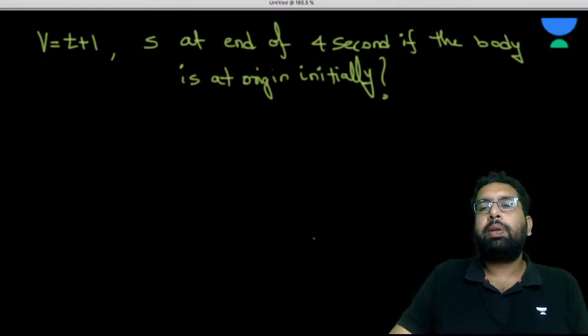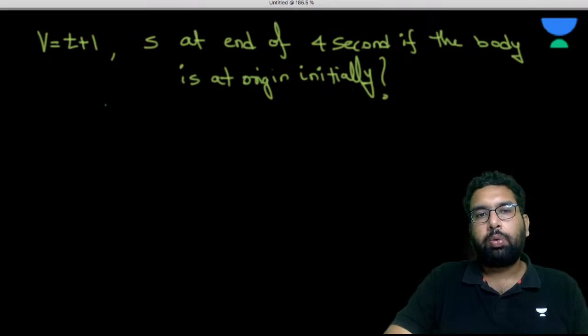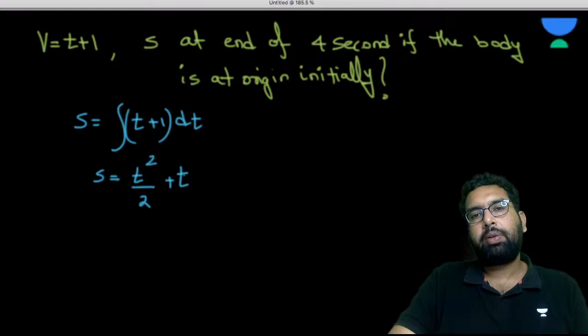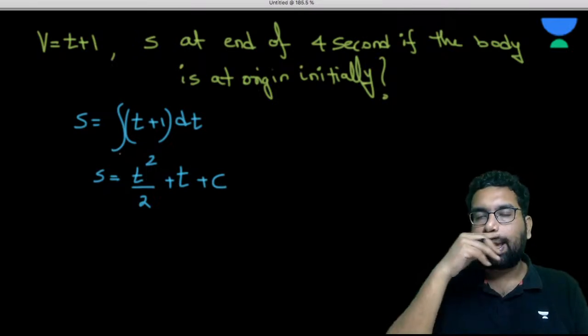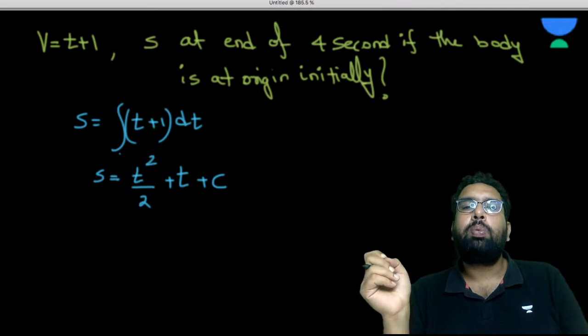So see how we can do it. v is equal to t plus 1. As at the end of 4 seconds we want the displacement, if the body is at origin initially, to find the displacement we need to integrate this. So it will be the integral of t plus 1 dt. So displacement is going to become t square by 2 plus t, and since we have not used the limit, we can have the constant of integration, that is c. So it will become t square by 2 plus t plus c.